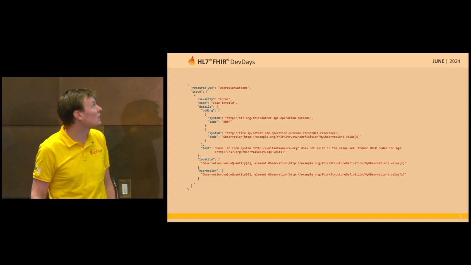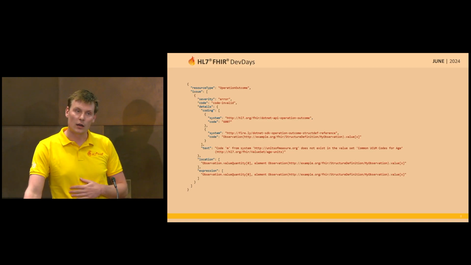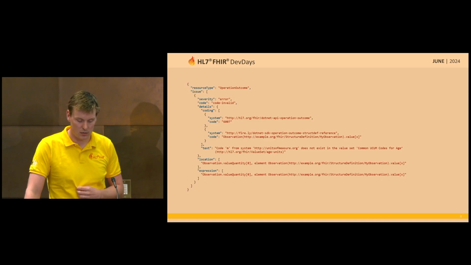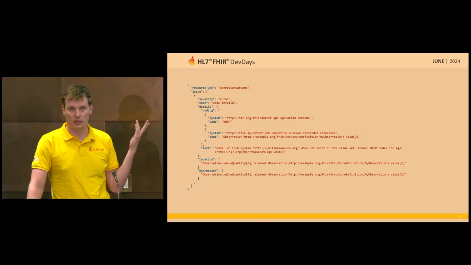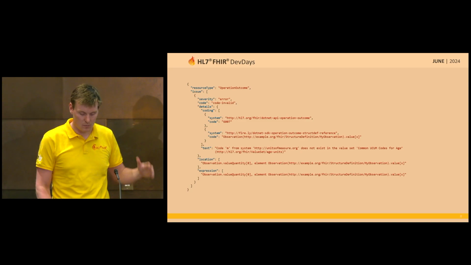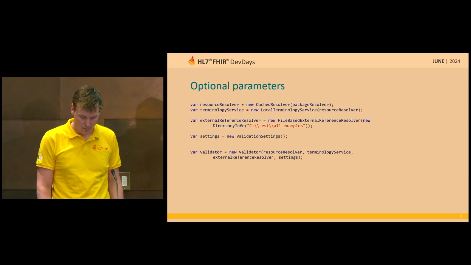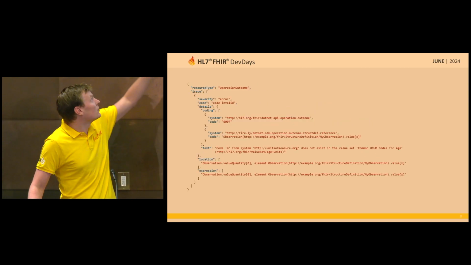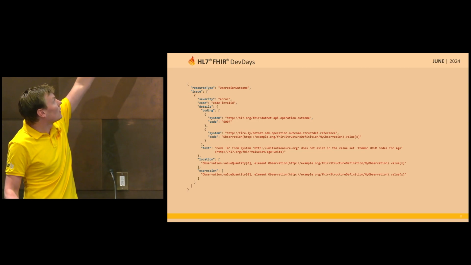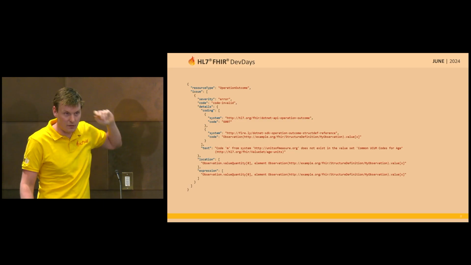So this is, and I hope you can see it, an operation outcome as a result of the validator represented in JSON in this case. You will have it represented in a Microsoft POCO class as a result of the validator, but this is easy for me to share what it looks like in the slides. You can see it has, in this case, an error, and it says that the code is invalid.